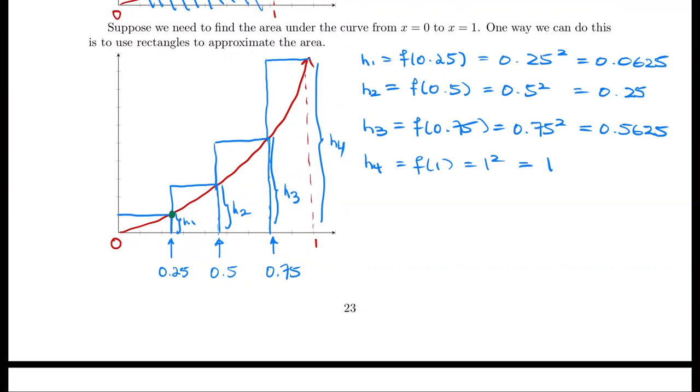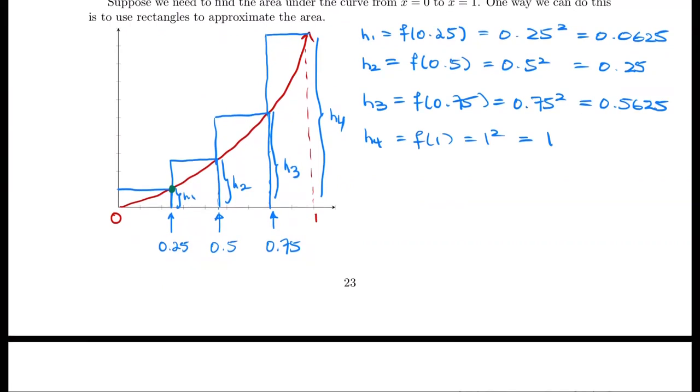Now we found the height of each of these. So we calculated this height, this height, this one, and this one. So what's the next step here? Well, the next step is that we calculate the area under each of these rectangles. So we calculate this area plus this area plus this area plus this area here, right? So let's find the areas.